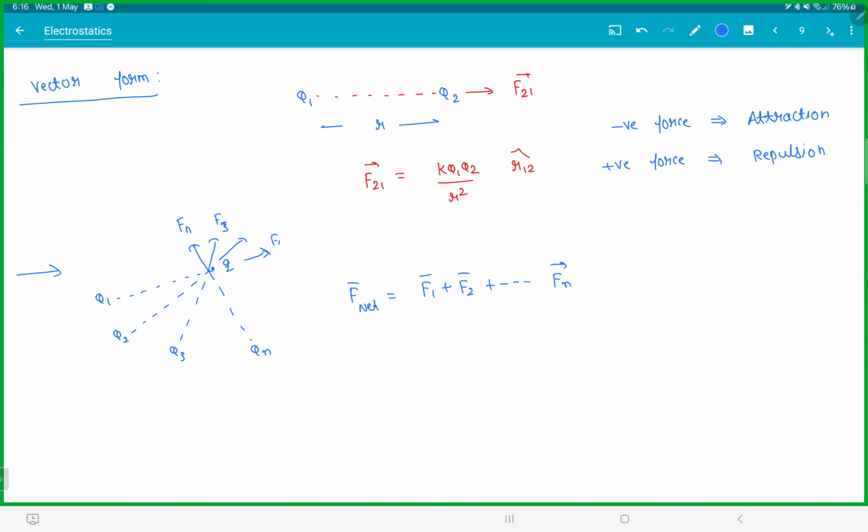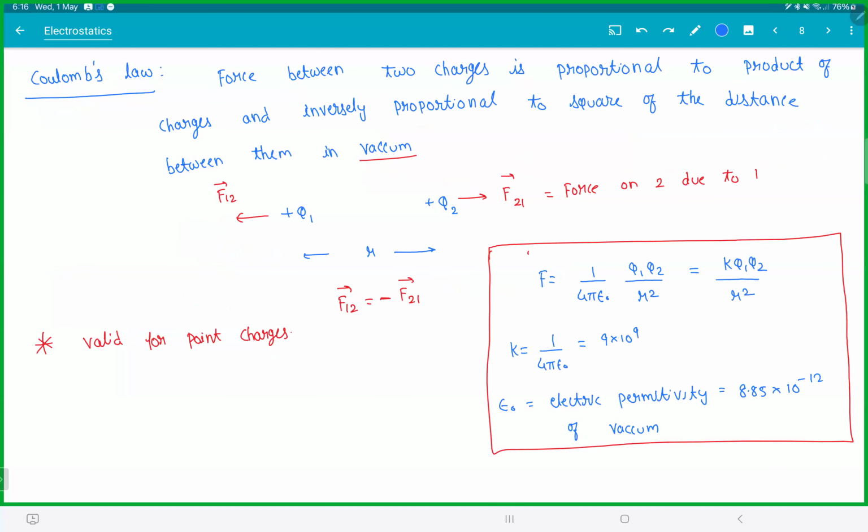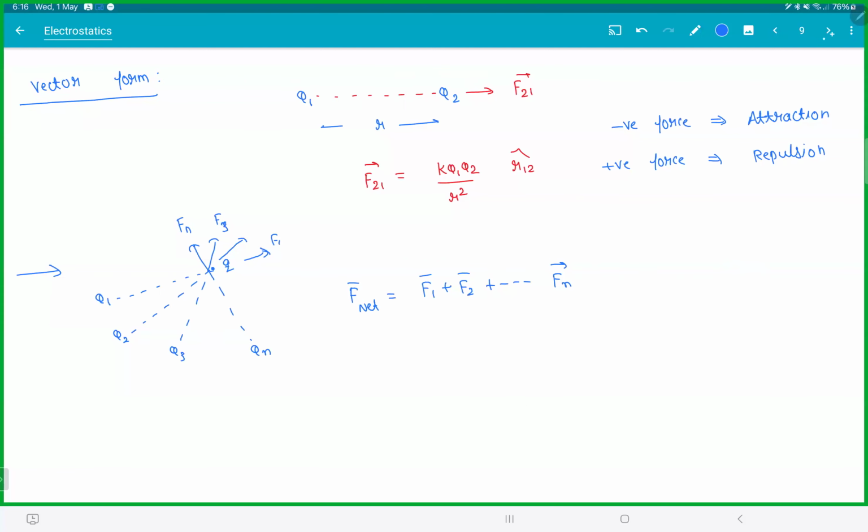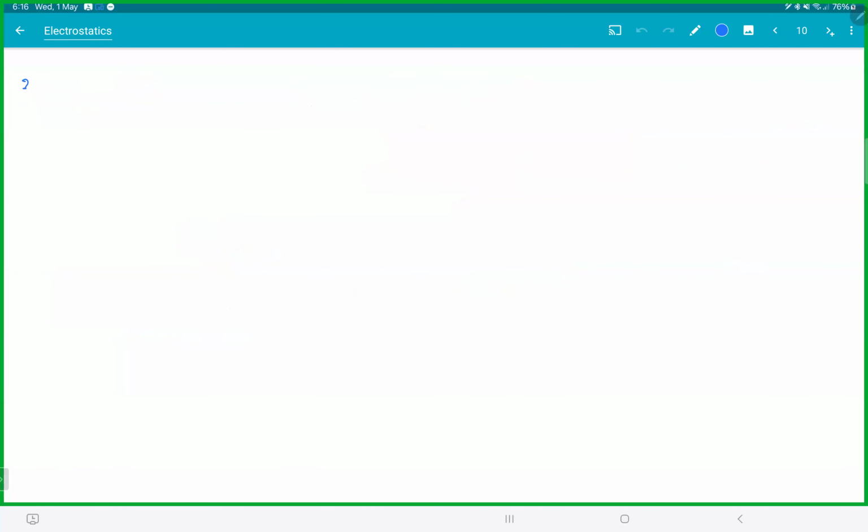Let's see some questions and then we'll go ahead. There's a little more theory, but let's do some problems. Clear? So the only thing I taught you is K Q1 Q2 by R square. That's it. Let's do something more easy and then we'll go ahead.